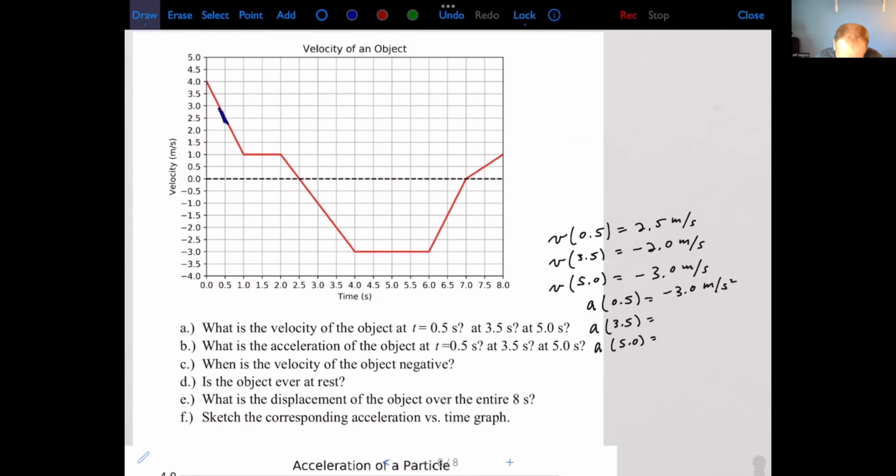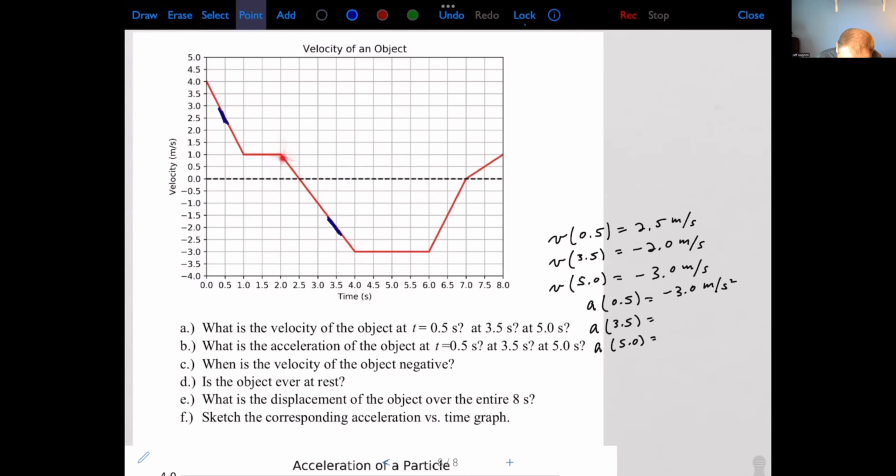Now, what about the acceleration at 3.5? So I go to 3.5, I go to the graph, I want to find the slope of the tangent line that just touches the graph at 3.5, but that's the same as the slope of this entire line, right? Because the acceleration happens to be constant over that interval. So now let me just do rise over run.